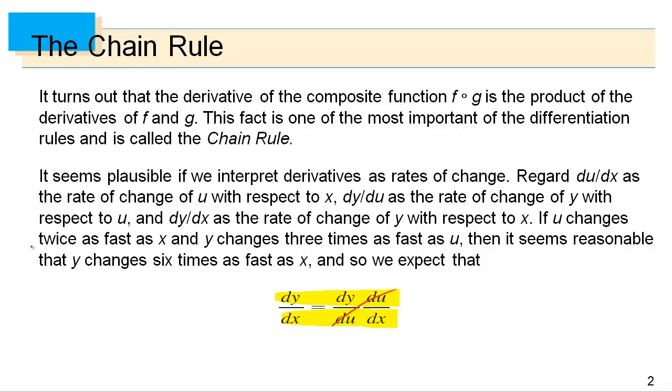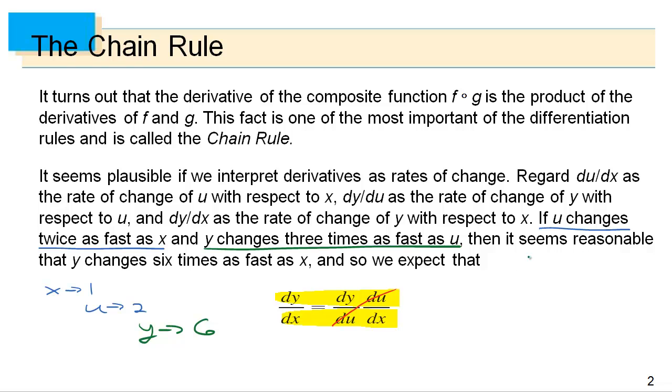If u changes twice as fast as x, so there's our first piece here, every time x goes up by 1, u goes up by 2, right? So we have x goes up by 1. This causes u to go up by 2. Well, if we also know that y changes 3 times as fast as u, then every time u goes up by 2, that means y has to go up by 6, right? Because it's 3 times as fast.